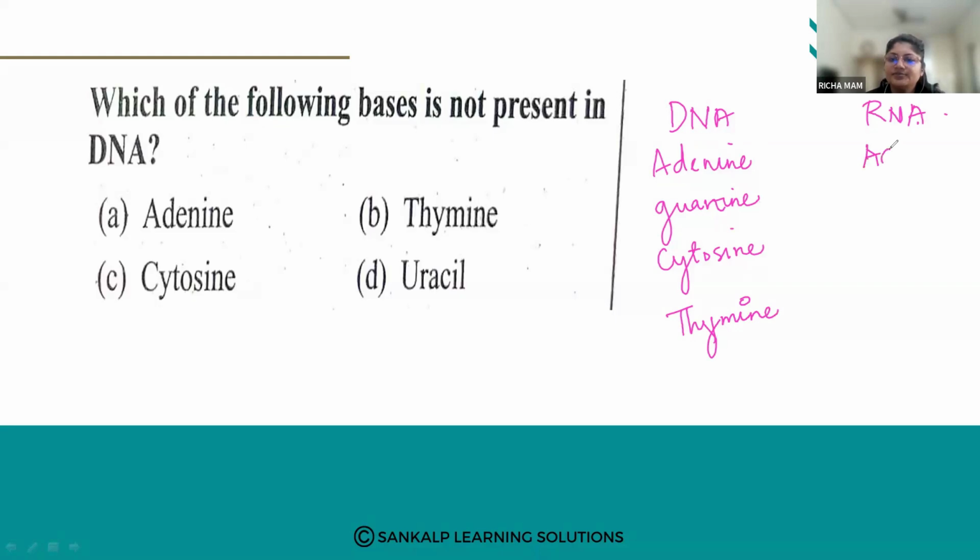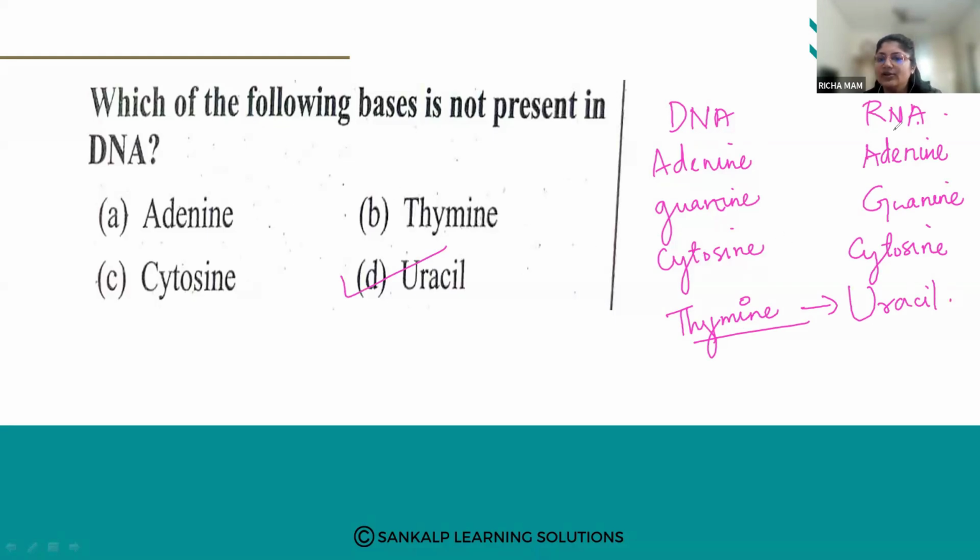And in your RNA, adenine, guanine, cytosine, and instead of thymine, you have uracil. So the base which is not present in DNA is uracil. Uracil is absent in DNA, but it is found in RNA. Let us go for the next question.